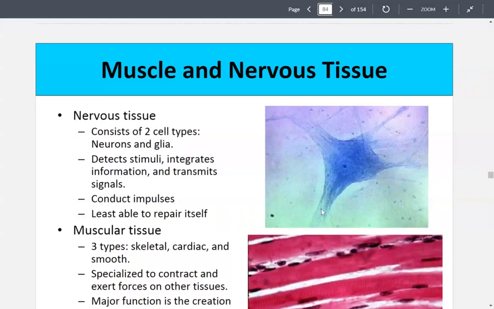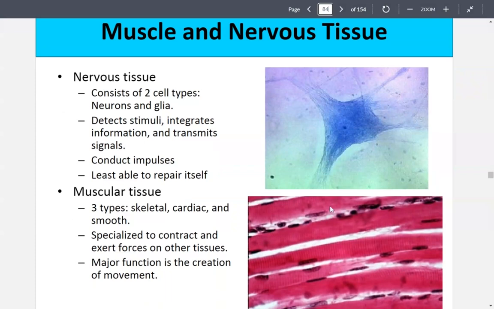Let us talk about muscle and nerves. This is going to be a nice short PowerPoint because the muscle and nerve tissue types we're going to talk about in more detail in their appropriate systems.